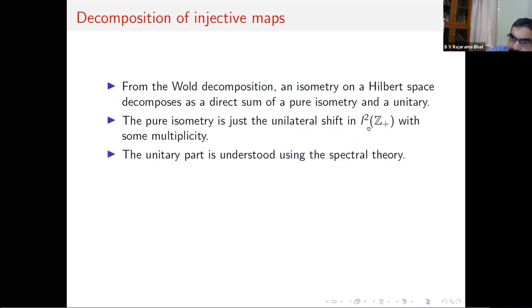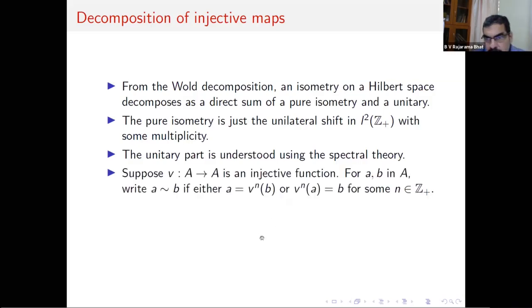There is just one example, namely the unilateral shift on L2Z plus with some multiplicity, which you may also realize as multiplication by Z on the Hardy space with some multiplicity, just to get a function theoretic flavor.